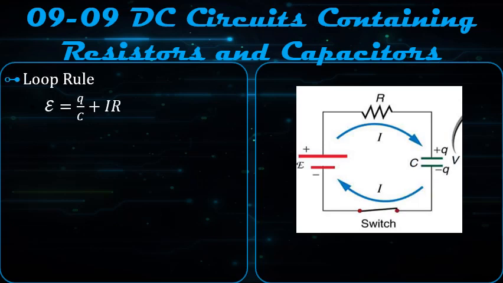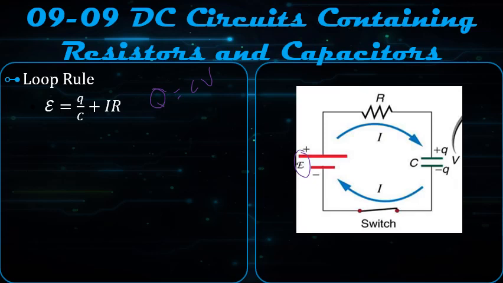We use our loop rule. The EMF from here equals Q over C, and that is the volts on a capacitor. The charge on a capacitor is Q equals CV, where C is the capacitance. And so the volts is Q over C.